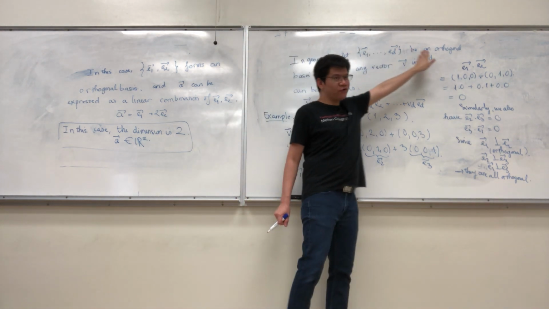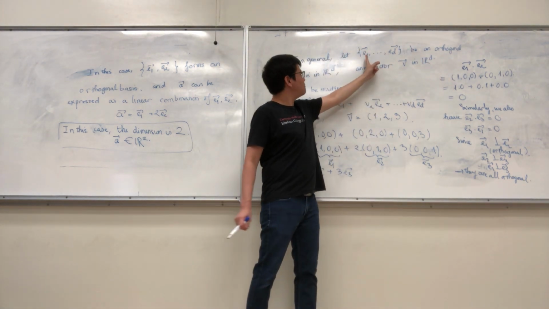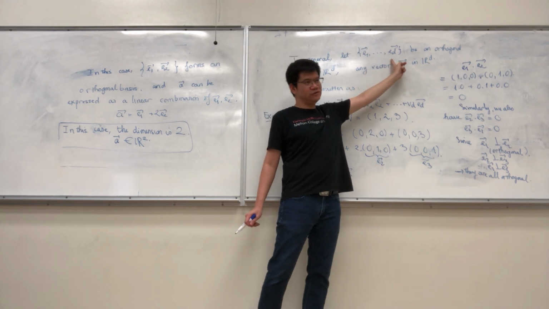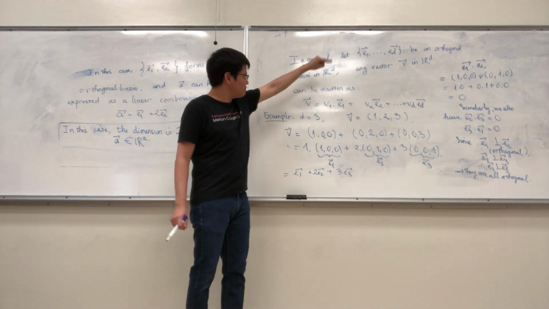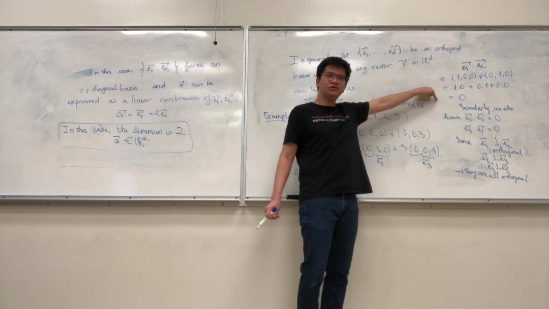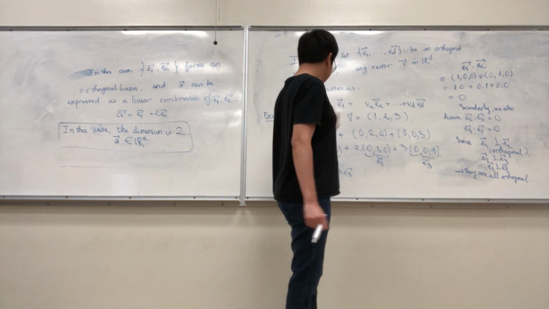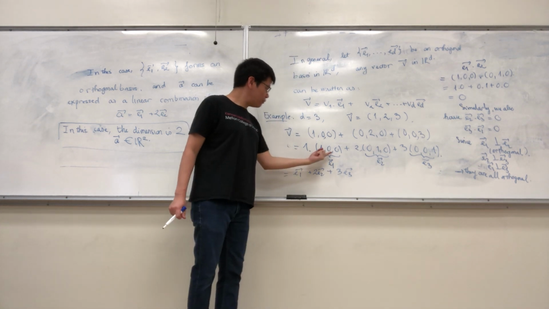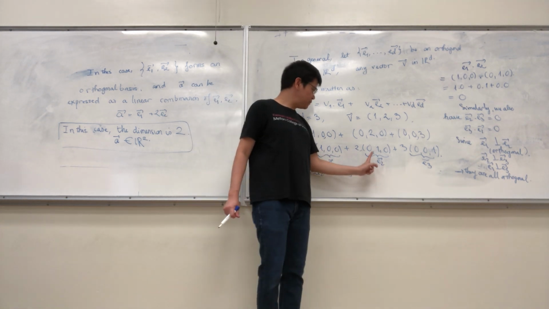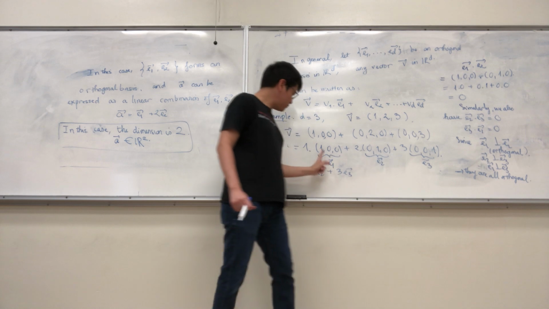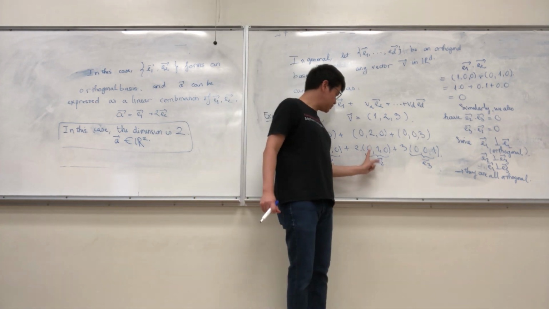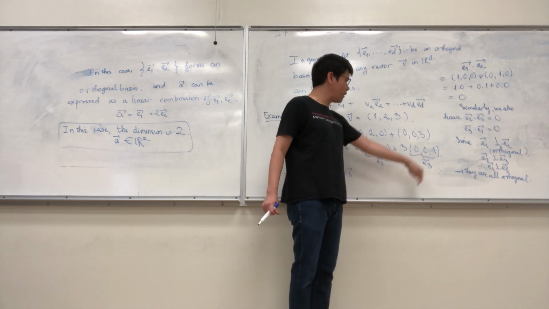you have an orthogonal basis in the sense that all of them are orthogonal to each other. Then you can write a vector V as a linear combination on the basis. All right? So in this case, E1 will be 1, 0, 0. E2 will be 0, 1, 0. And E3 will be 0, 0, 1.